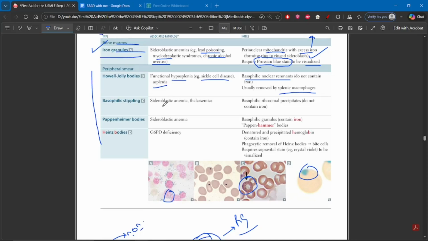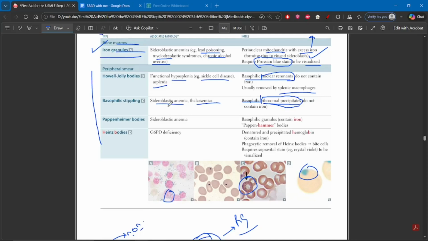Basophilic stippling, you can find it in sideroblastic anemia and thalassemia. So why can you find basophilic stippling in sideroblastic anemia? Because again, these are basophilic ribosomal precipitates. So Howell Jolly bodies are nuclear remnants, and basophilic stippling is basically ribosomal precipitates. So this is a difference. Because these are blue colored, they are called basophilic. Anything that is blue colored is known as basophilic.